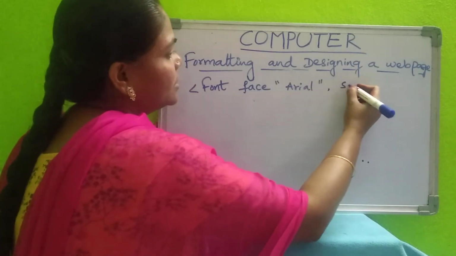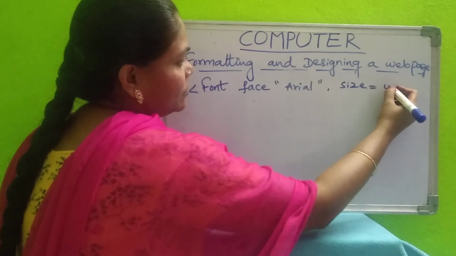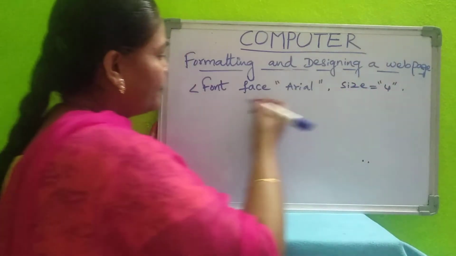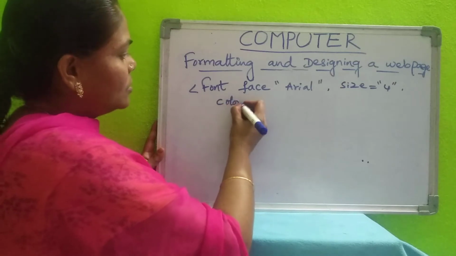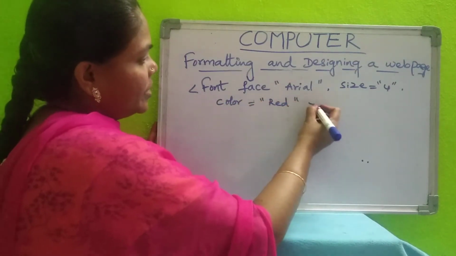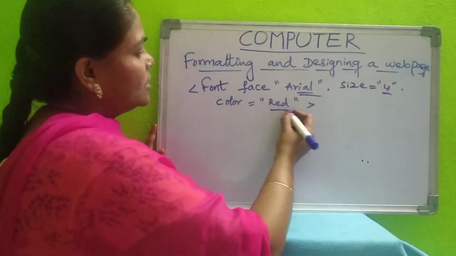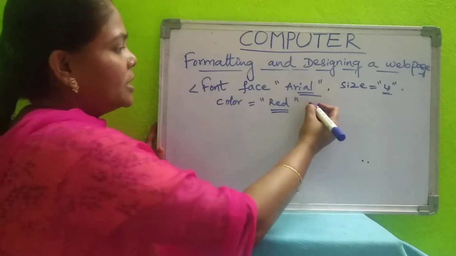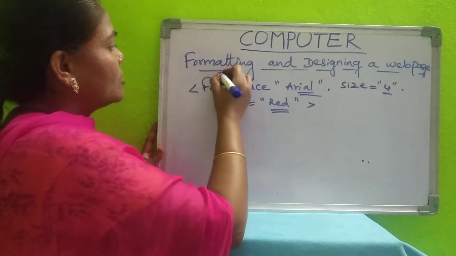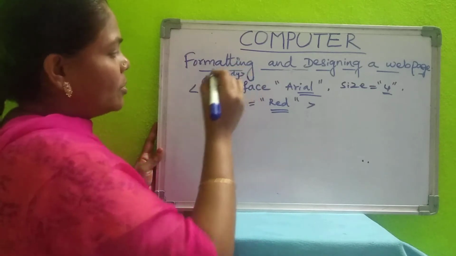Font face, and size equals to a value from 1 to 7. We have to mention it in double quotes. And font color equals to whatever color you want, that color you have to mention. Okay. So the text is displayed in this handwriting, with this size and with this color. This font tag should be mentioned in the body tag.